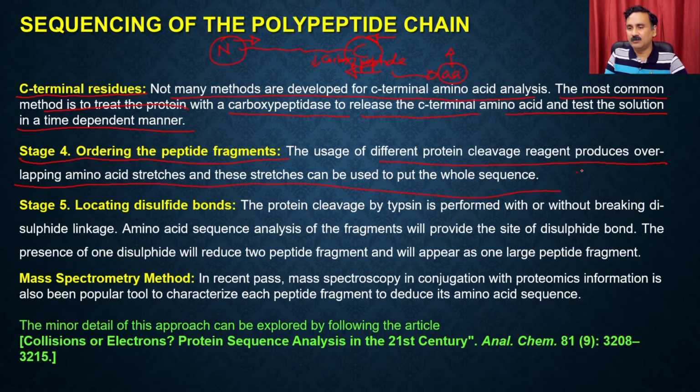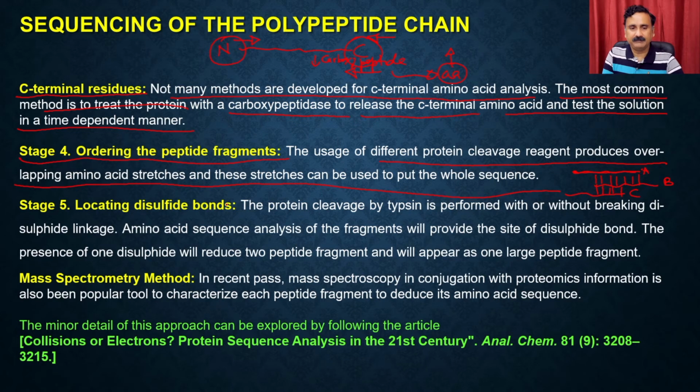For example, when you treat with trypsin, it generates the first fragment like this, the second fragment like this, the third fragment like this. If you sequence fragment A, fragment B, and fragment C, what you see is that A has a portion which overlaps with B, and C has a portion which overlaps with B. By doing this overlapping sequencing, you can deduce the final sequence of the full length, or put these fragments together, and that is how you do the sequencing.